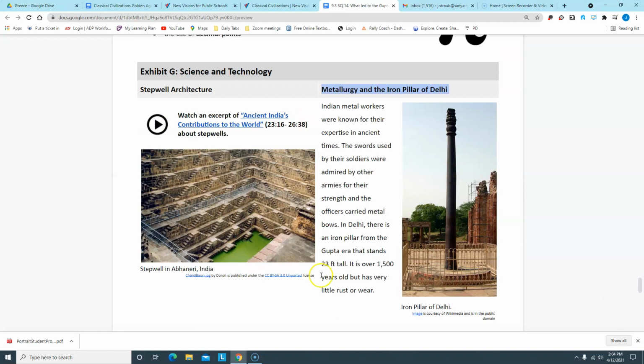All right, and that is the end of this Edpuzzle on Gupta Empire. Take a few moments, fill in your Golden Ages chart.